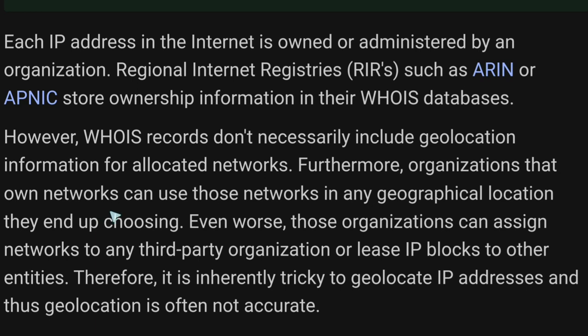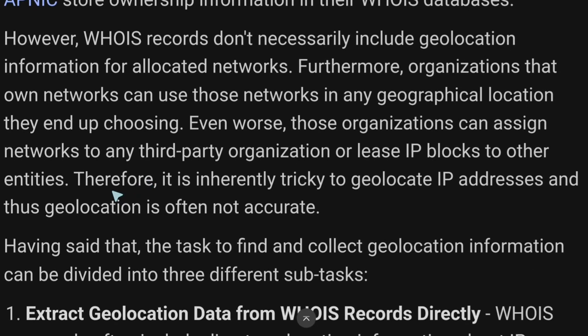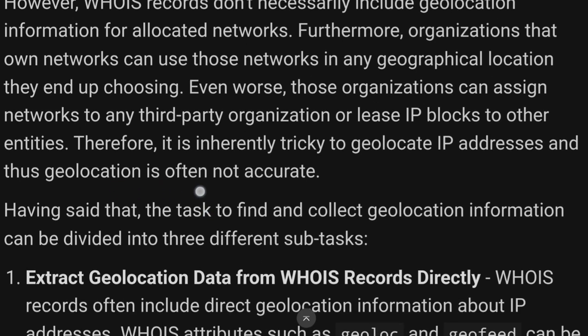Furthermore, organizations that own networks can use those networks in any geographical location they end up choosing. So while you registered it with one location, you can use it from a different location. It's your IP. Even worse, those organizations can assign networks to any third-party organization or lease them. So they can also lease the IP blocks to other entities who are located in a different location. Therefore, it is inherently tricky to geolocate IP addresses, and thus geolocation is often not accurate.